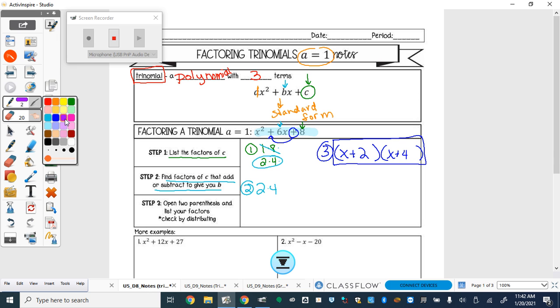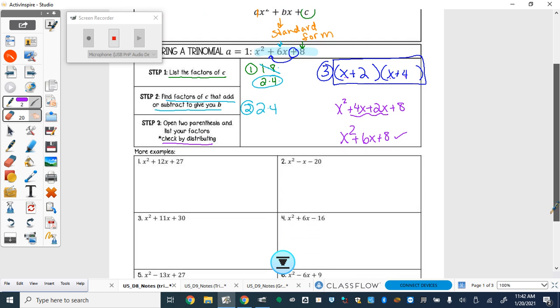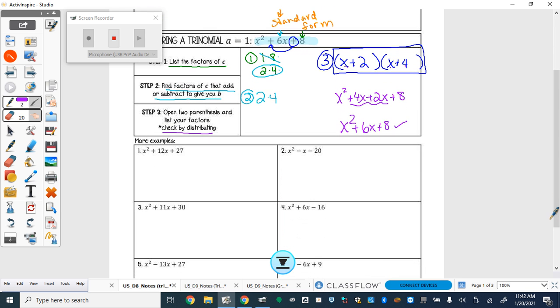And again, we would check by distributing. So x times x is x squared. x times 4 is 4x. 2 times x is 2x. 2 times 4 is 8. And then when we add these two together, there's our 6x. So it checks out. We did it correctly. So that's what our process is going to be. We're going to list the factors of the last term, see which ones add to give you the middle term, and then write our factors out.